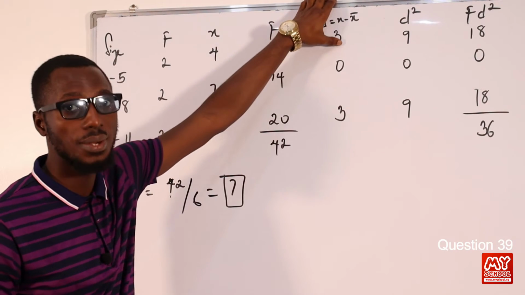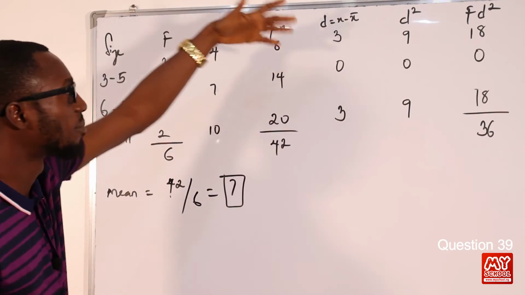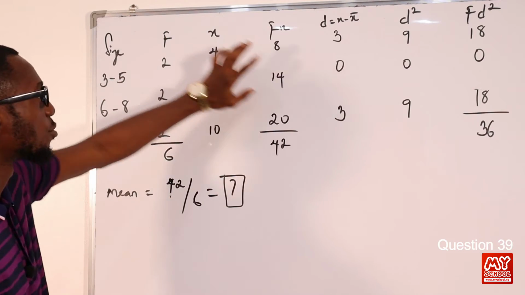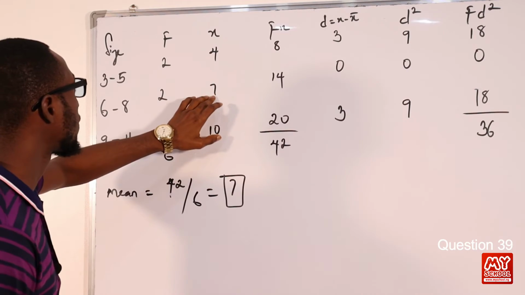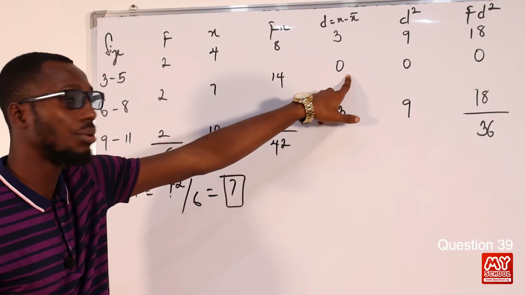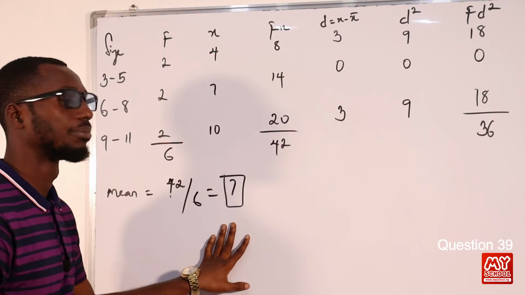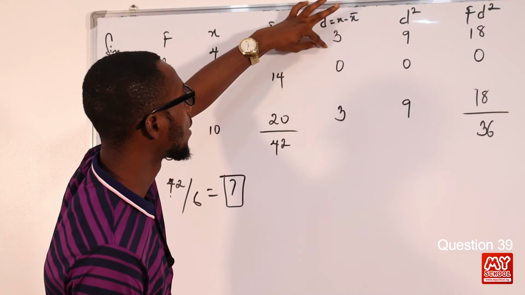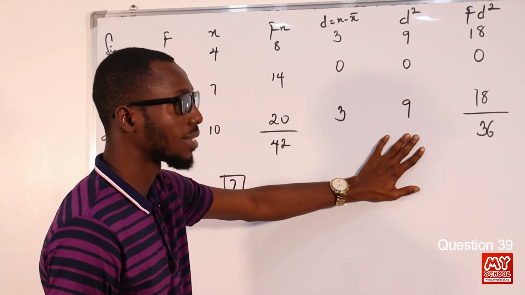That gives us 3. You can put minus 3 if you want, because when we multiply it will be squared anyway. But the value is just 3. Then 7 minus 7, that is 0. 10 minus 7, that is 3. Very easy, right? So the square of this: 3 raised to power 2 is 9, 0 raised to power 2 is 0, 3 raised to power 2 is 9.